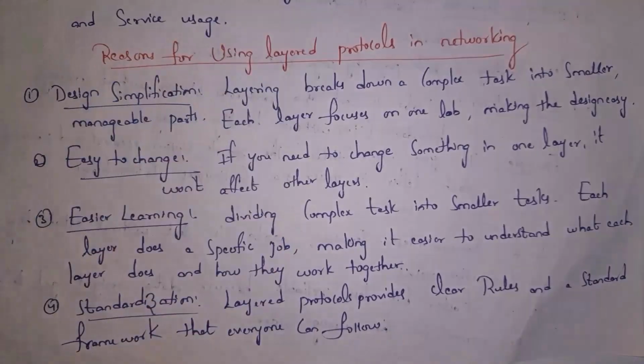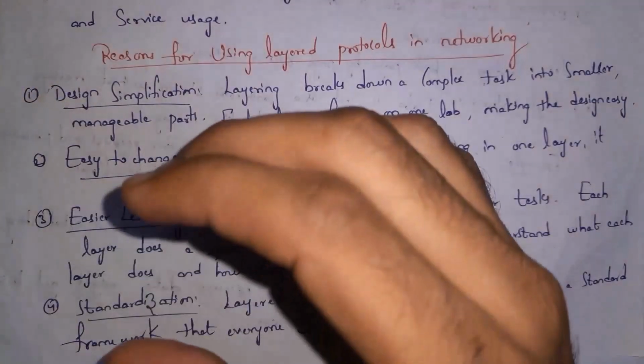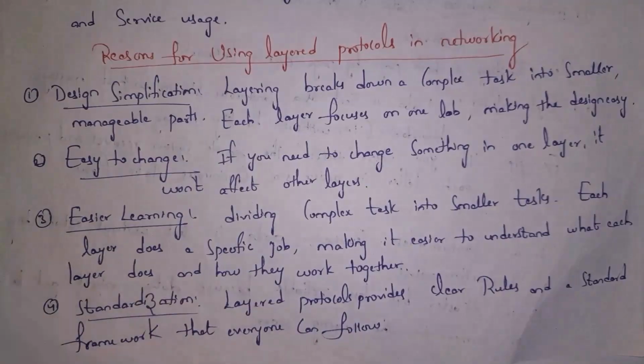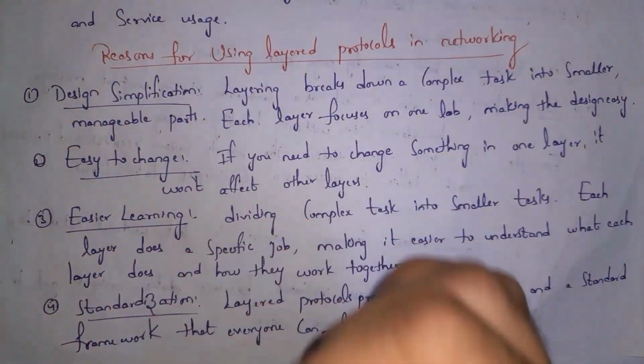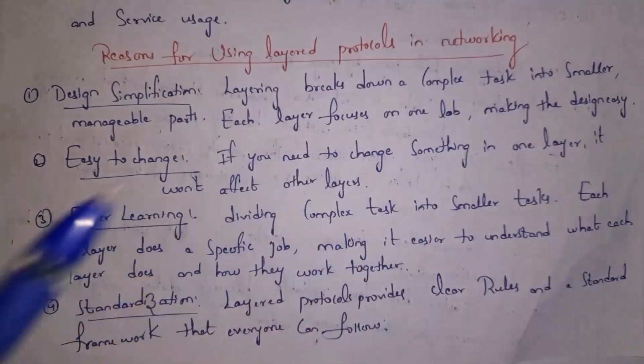Guys, we need layers in networking because if there is any big task, then we can divide that big task into smaller tasks and give each task to a layer. So work can be handled easily. If we don't use layers in a network and we want to make any small change, then we need to change the entire network. But if we use layers in networking, changes made to one layer will not affect other layers. So using layered protocols, changes made to one layer will not affect other layers.